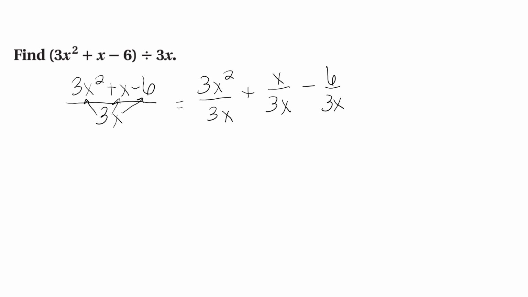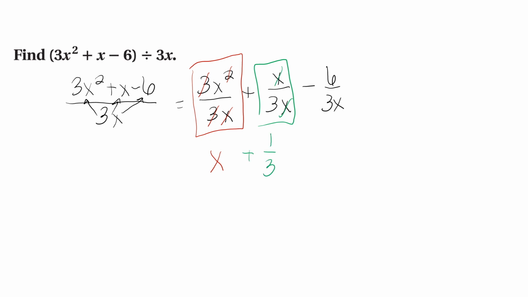And then we're going to simplify each fraction individually. In my first fraction, my 3's cancel, as does one of my x's, so I would be left with just x. In my second fraction, my x's cancel out, so I'm left with 1/3. That's a positive term. And then finally, my 6 and my 3 are both divisible by 3, so I'm left with 2 over x, and because it's negative, we have subtraction here. So we would have x plus 1/3 minus 2 over x.